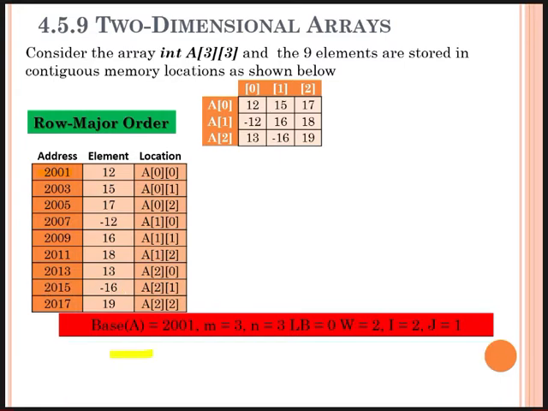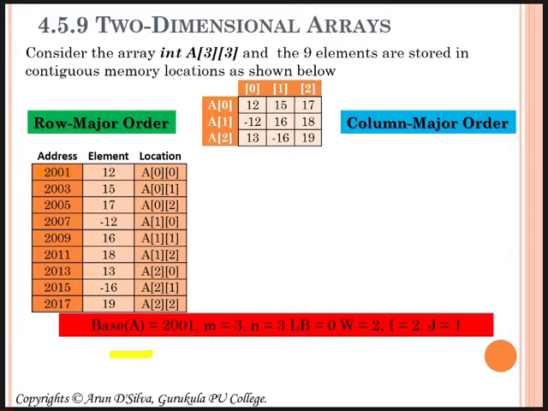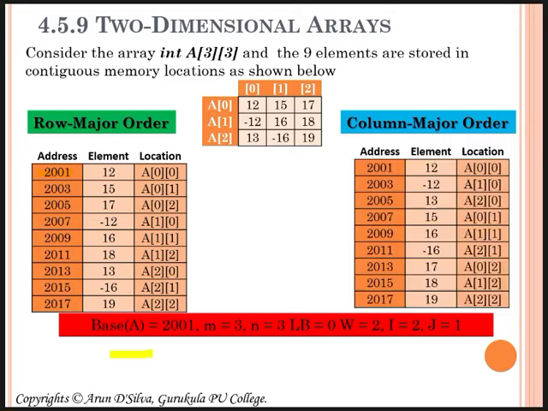Let me show you the column measure order. Now this is the column measure order. Now how will your elements be represented? The memory address, as usual you have seen 201, 203, 205, keeps on going with 2 added up with the memory address, and the elements are stored.